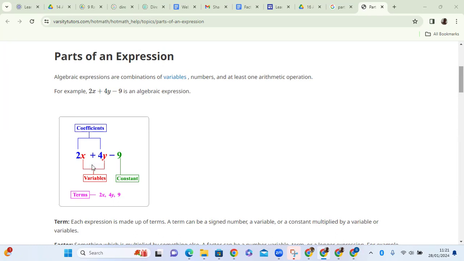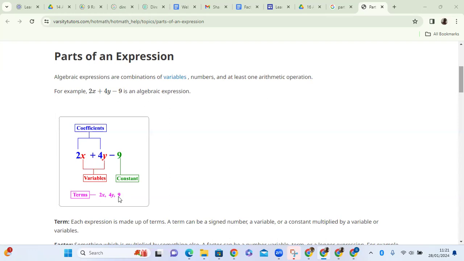Now, you have what you call a term. A combination of numbers and letters multiplied is called a term. So 2x is called a term. It has a coefficient and it has a variable multiplying, and that's called a term. Terms are separated by plus and negative signs. So here, this expression has three terms. A number by itself can be considered a term. So 2x is a term, 4y is a term, and negative 9 is a term.